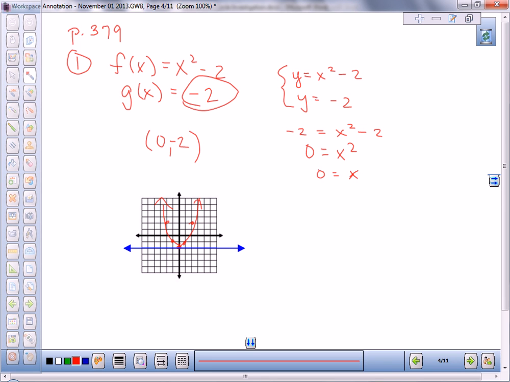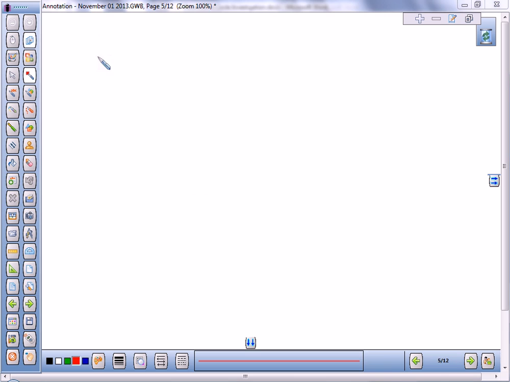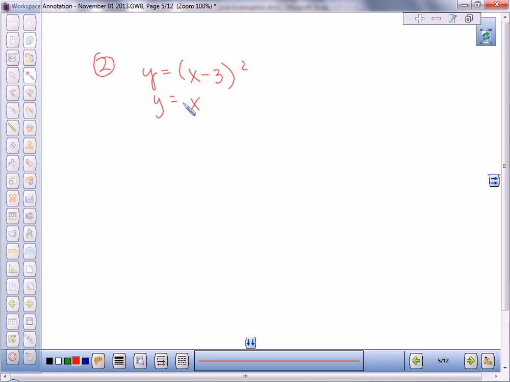Okay, let's take a look at number 2. We have y equals (x minus 3) squared and y equals x. So if we wanted to find the solution to this, would we use substitution again? So we'd get x equals (x minus 3) squared. So x equals x squared minus 6x plus 9.